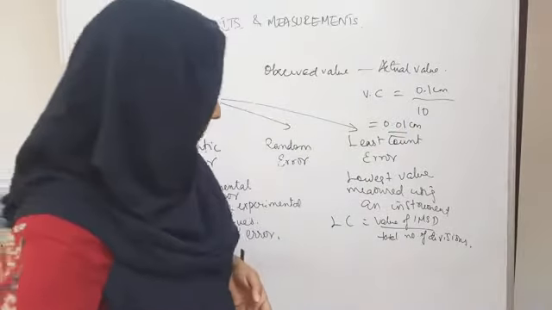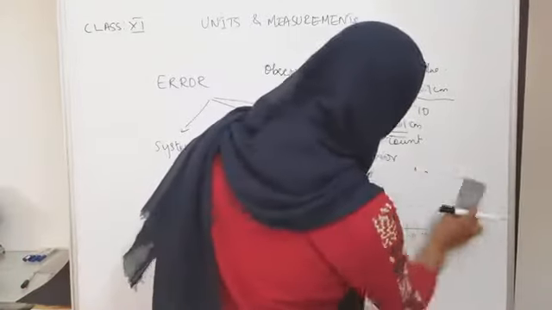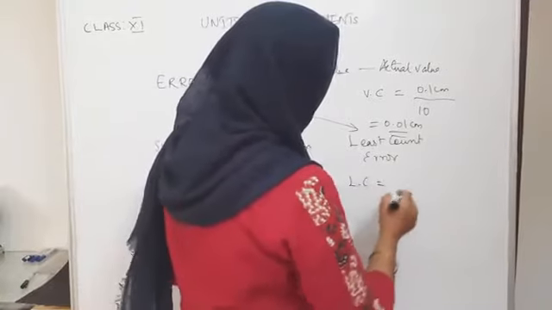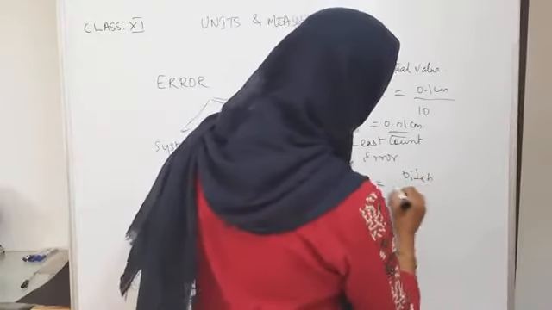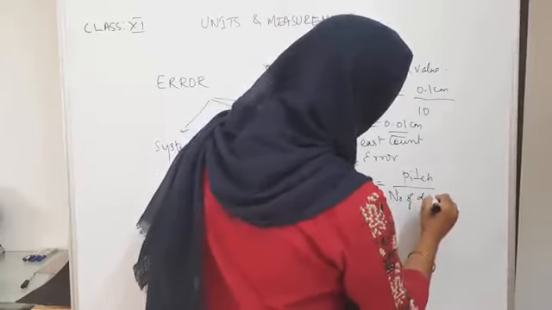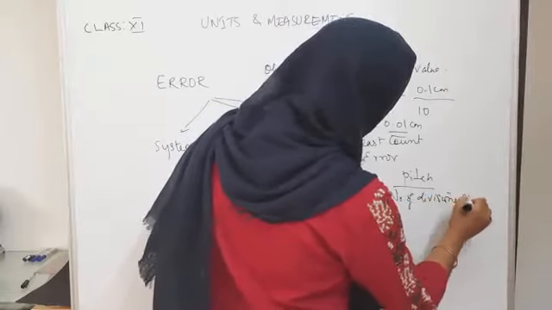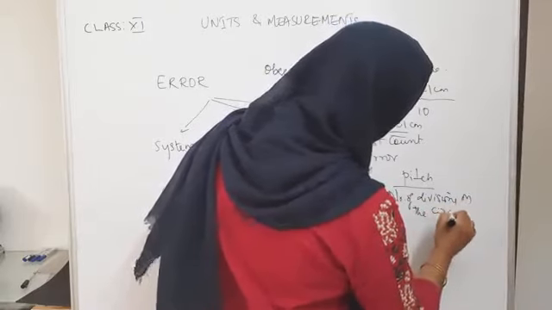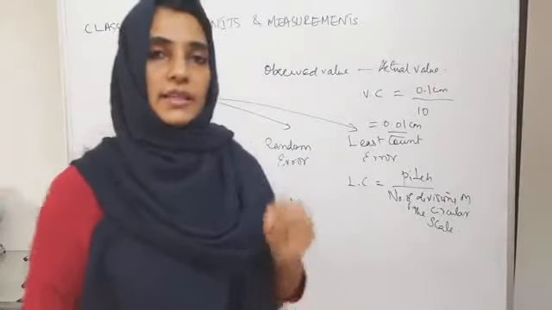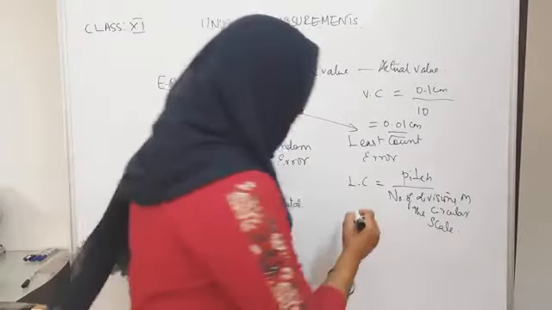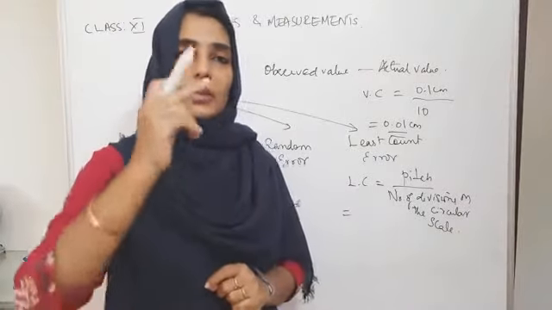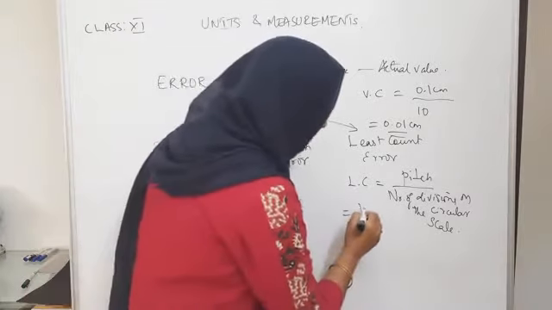Coming to the screw gauge, the least count is given by another formula. The least count of a screw gauge is given by the pitch divided by the total number of divisions on the circular scale. Pitch is the term given to the distance moved by the screw when it undergoes one full rotation. So it is 1 millimeter.